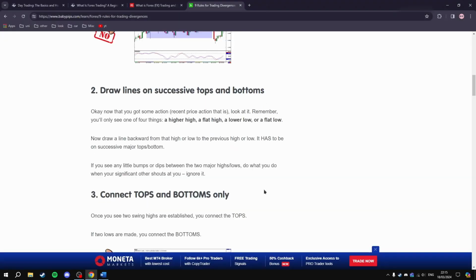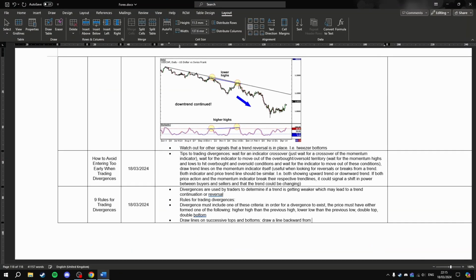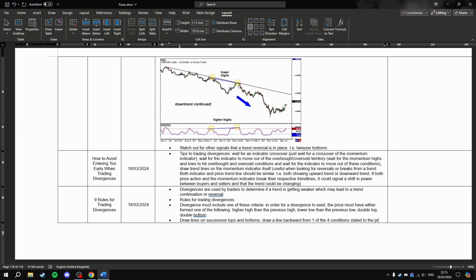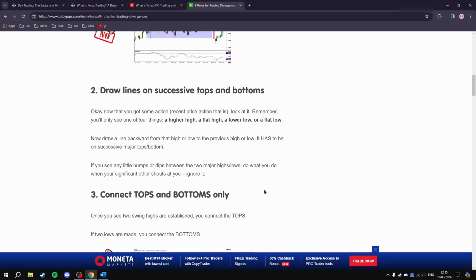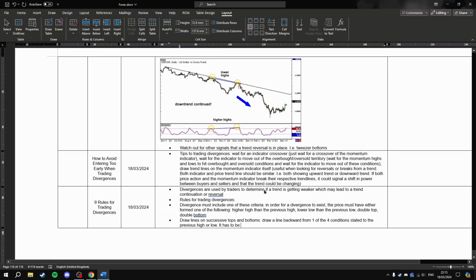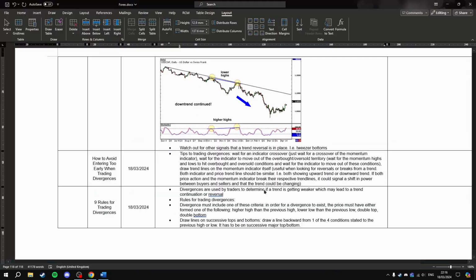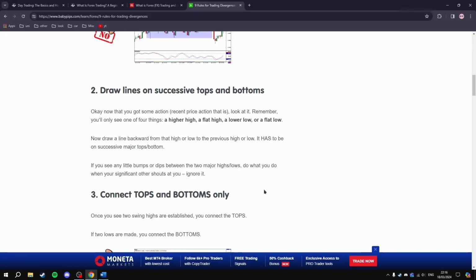Draw a line backward from one of the 4 conditions stated to the previous high or low. It has to be on successive major tops and bottoms. If you see any little bumps or dips between the 2 major highs or lows, do what you do when your significant other shouts at you: ignore it.